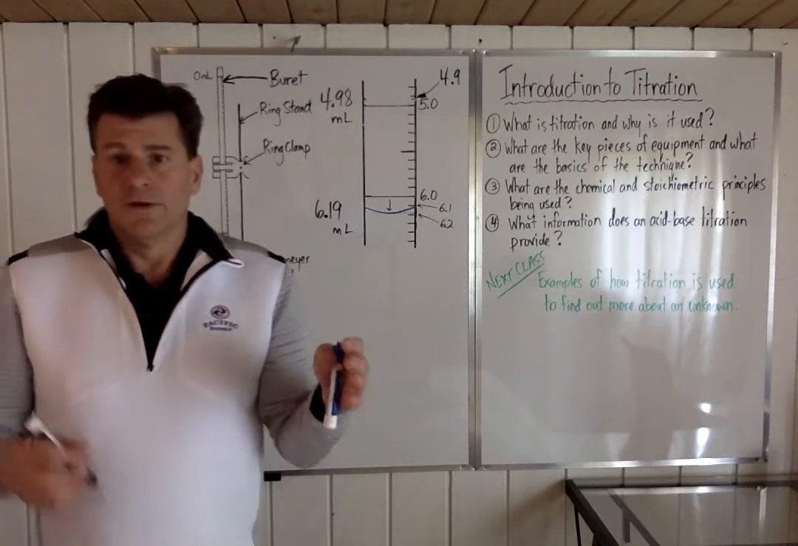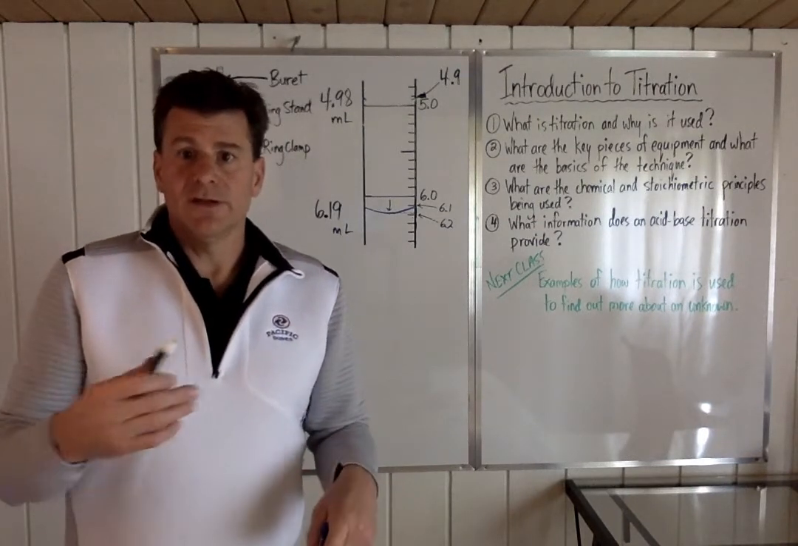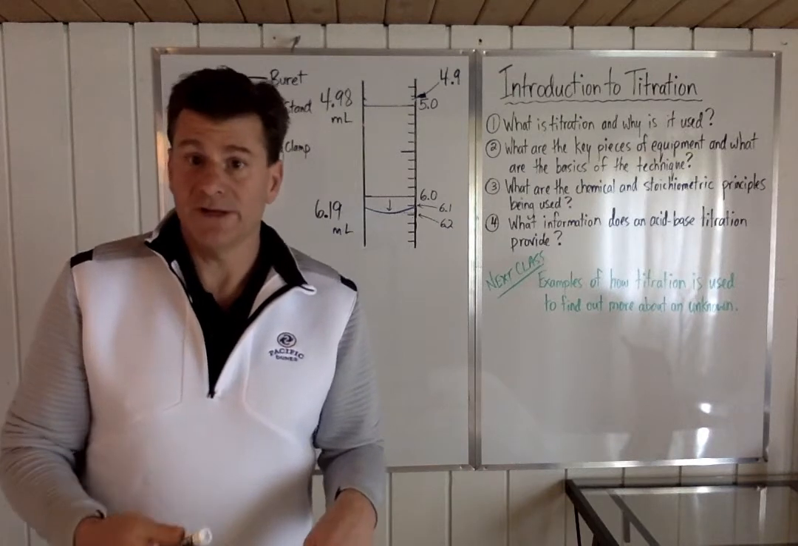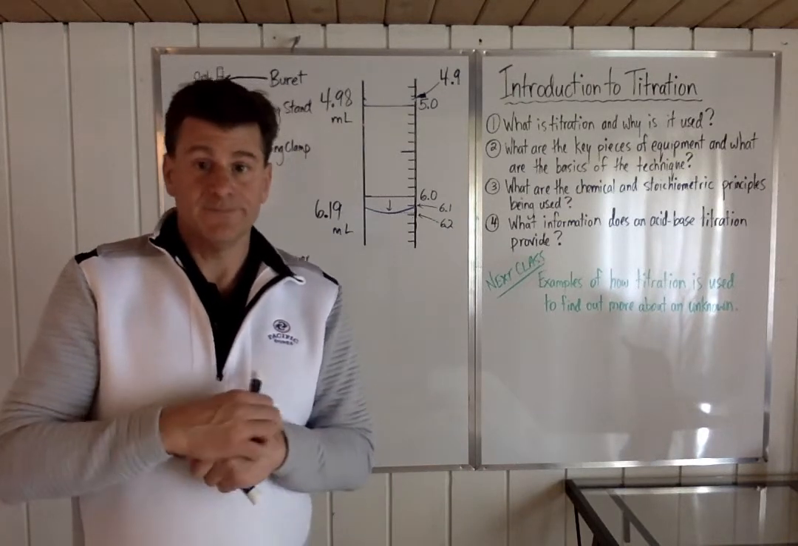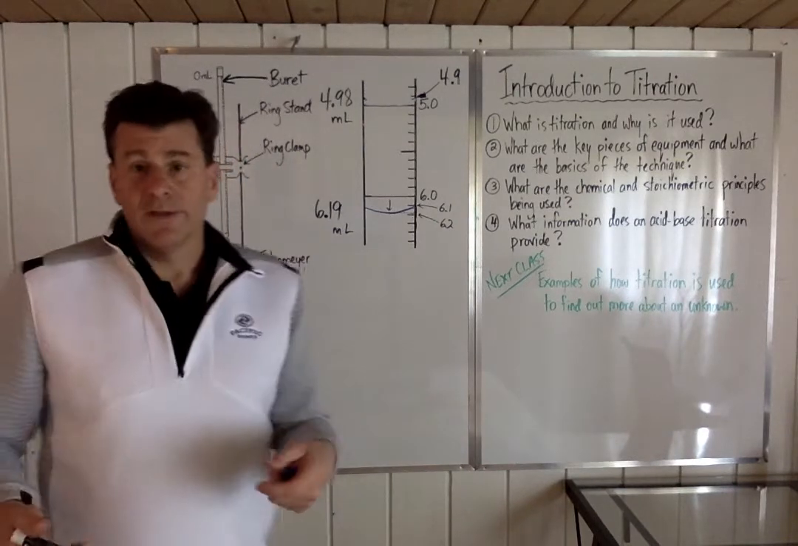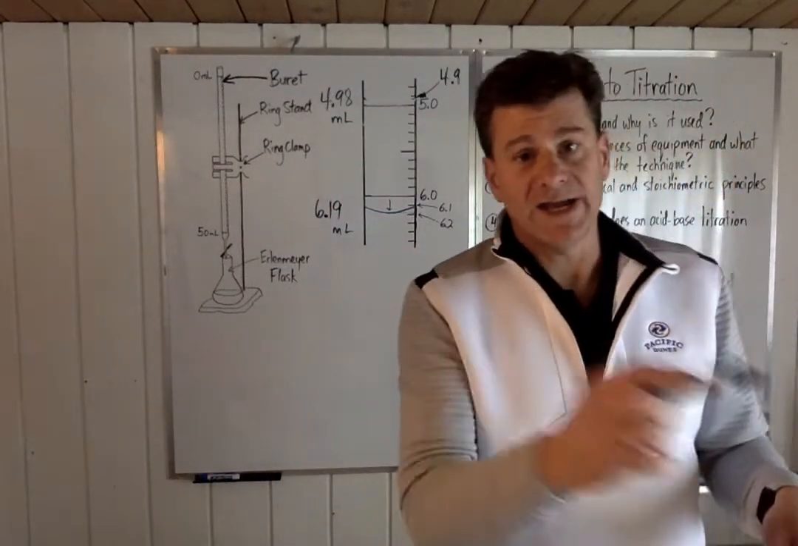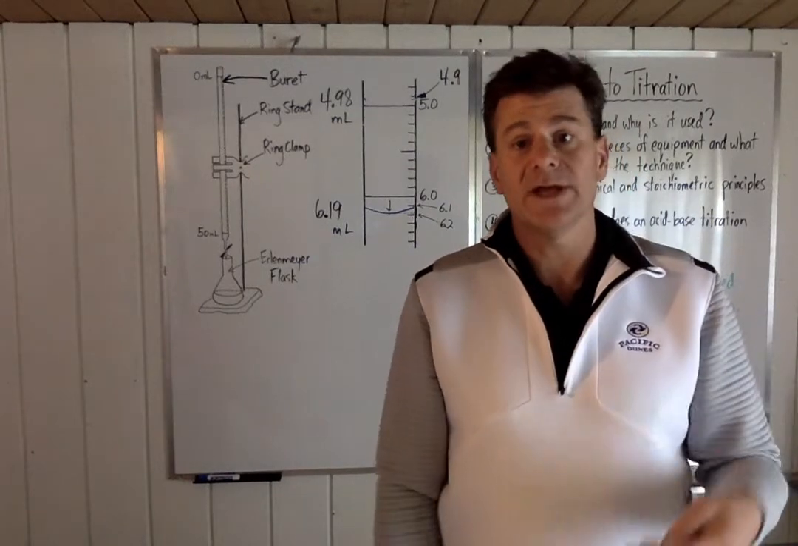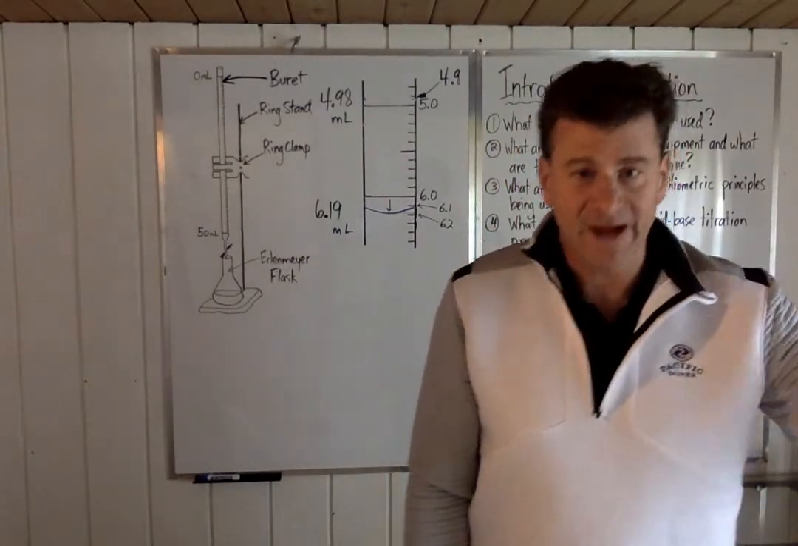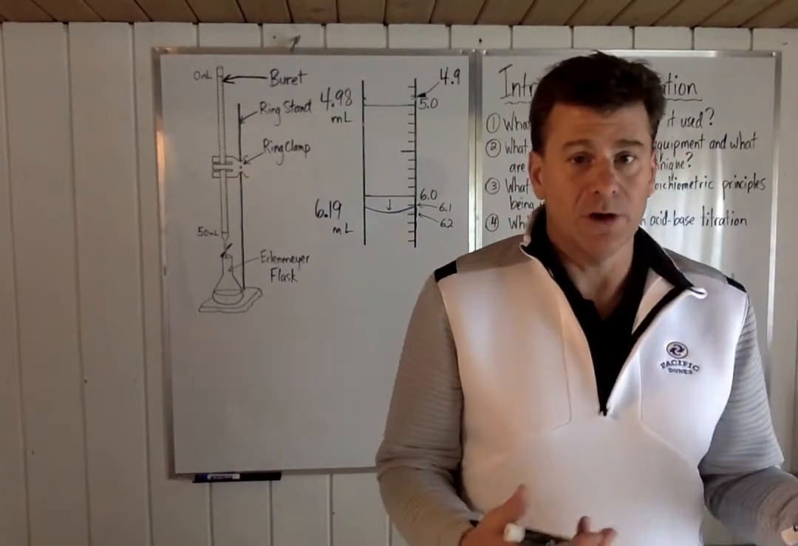So you've got to make that uncertain digit. You've got to put it in there, okay? And all burettes will do this. So then I ask you the question, well, if those are my two numbers, if 4.98 was my initial burette reading and 6.19 was my final burette reading, how much did I pour out the bottom?